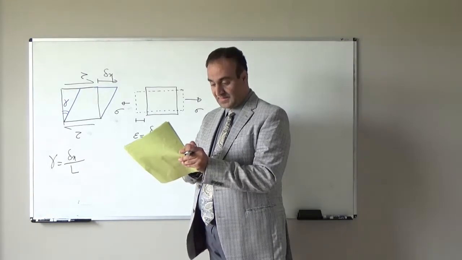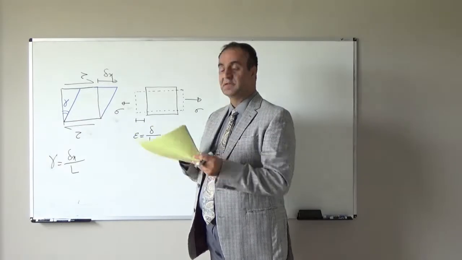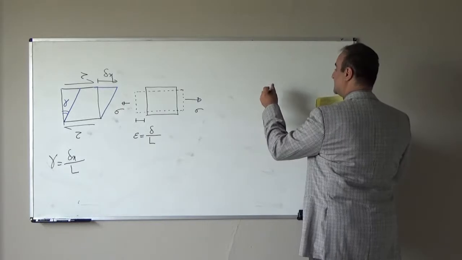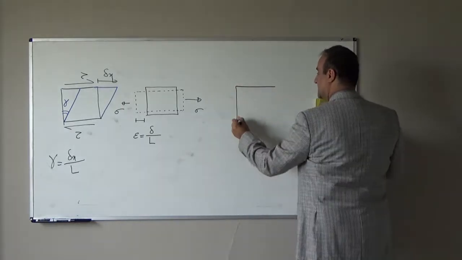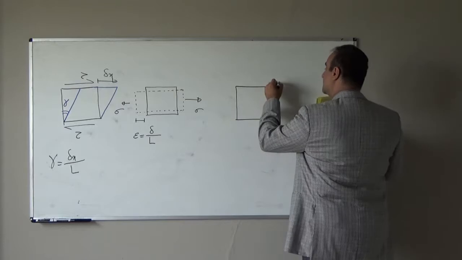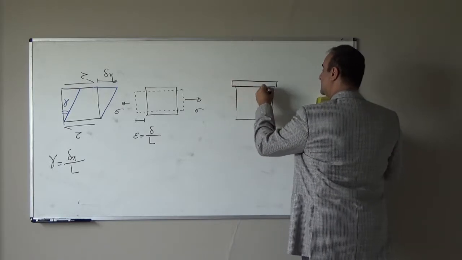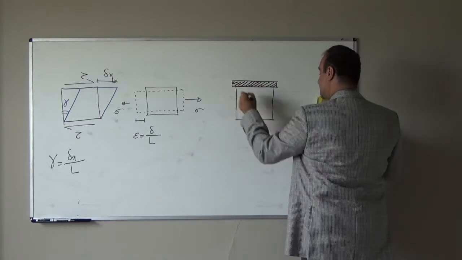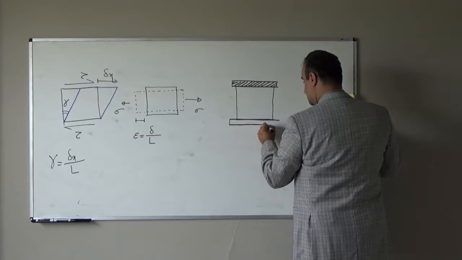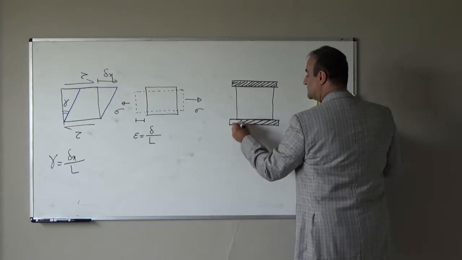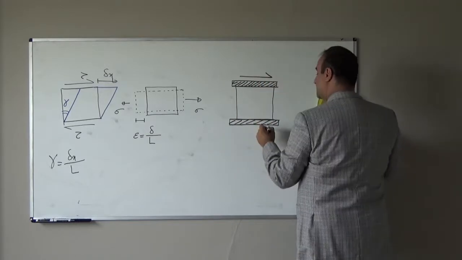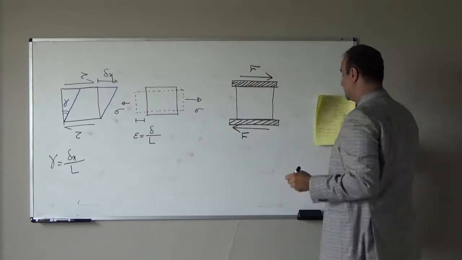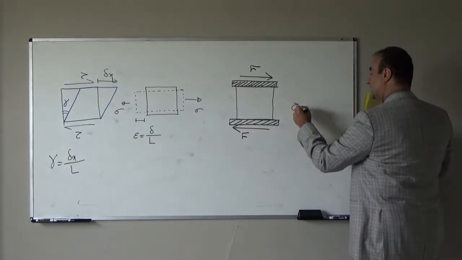Now, if we conduct one test for one material, for example, if we come back to the initial example, we have that block, and that block is made of a linear elastic material. We attach it to the rigid plate and we apply force F and F. We can calculate shear stress.